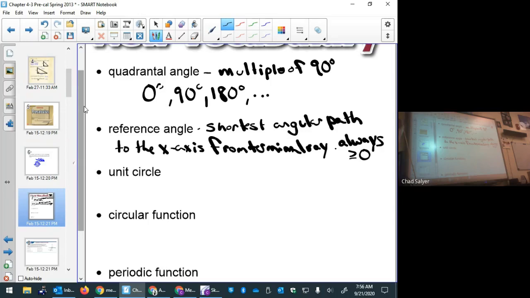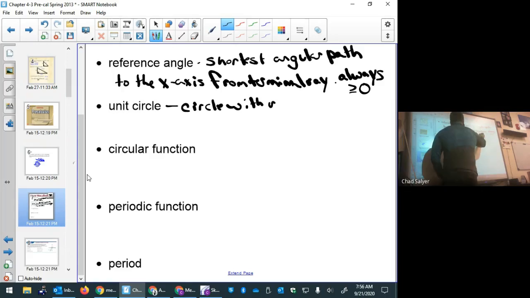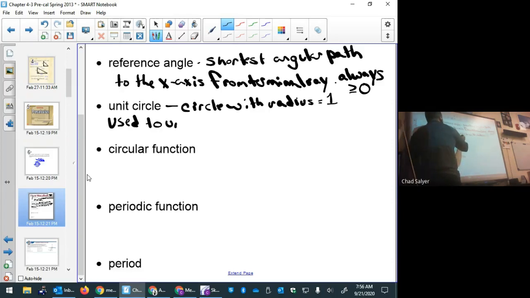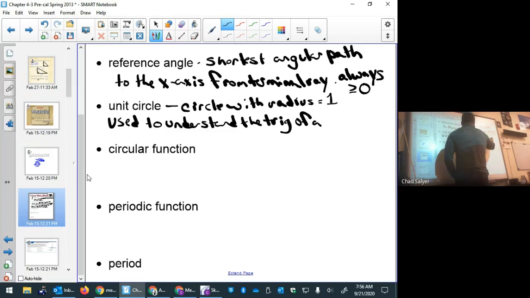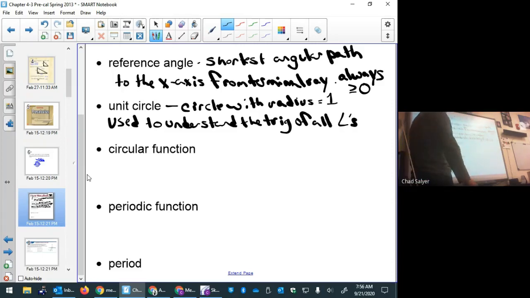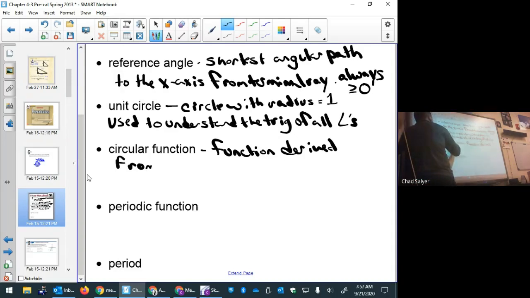All right, next we'll consider the unit circle, which is a circle with radius equal to 1, and it's used to model all angles. So this is used to understand the trig of all angles. A circular function is any function that's derived from the circle. And trig functions count as circular functions.